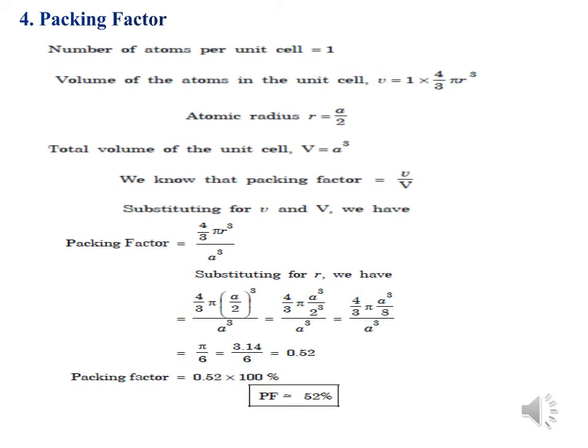Total volume of the unit cell, capital V: all side lengths are equal, so length into breadth into height equals a into a into a equals a cube. We know that packing factor is small v by capital V. Substituting both values, packing factor equals 4 by 3 pi r cube divided by a cube. Substituting r equals a by 2 and simplifying, we get pi by 6. Substituting pi as 3.14 and dividing by 6, we get 0.52. The atomic packing factor equals 0.52.